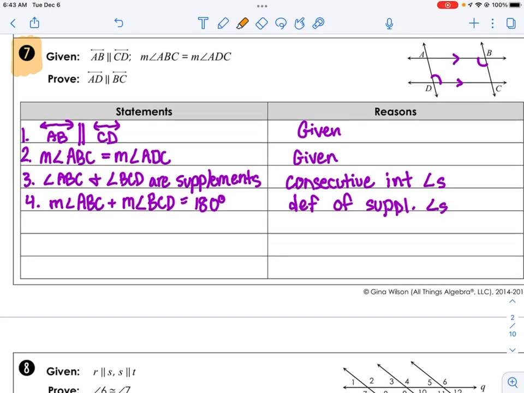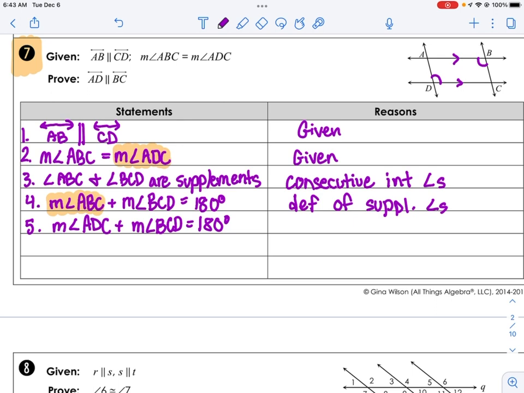All right, now that I've got my equation written, if you look up in step 2, the measure of angle ABC is equal to the measure of angle ADC. So I'm going to go ahead and replace the measure of angle ABC in my equation down here with the measure of angle ADC, since they're equal. So those two are going to add up to 180.